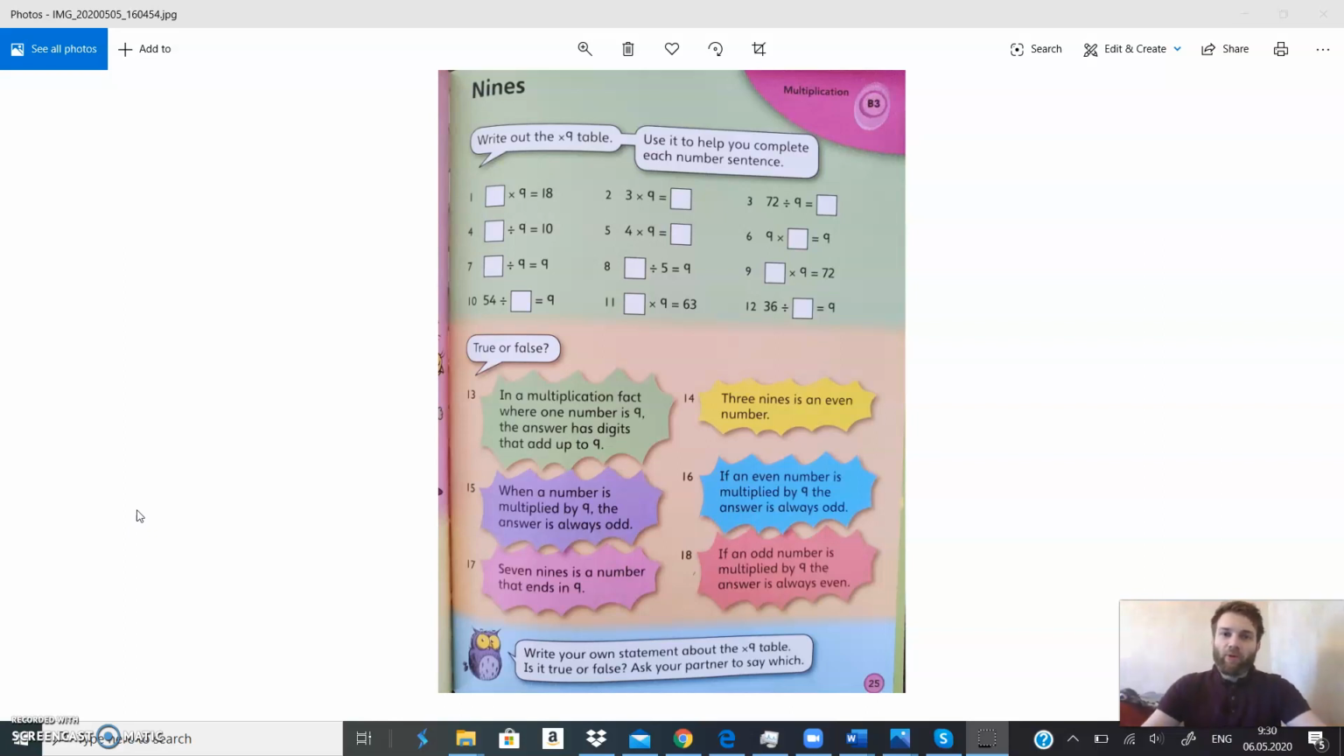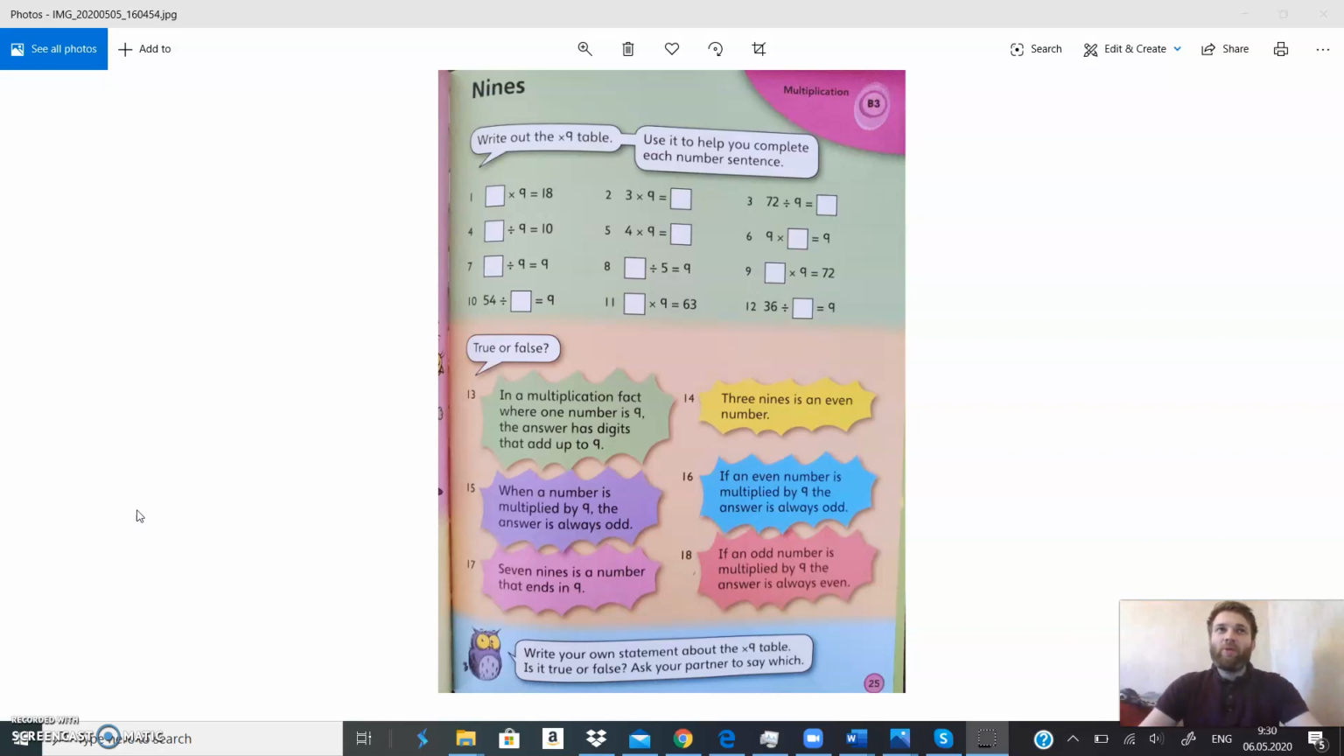This follows on from the work we've done yesterday, so I have also attached the extra things that you had yesterday in case you want to use them again today. There is a video that shows you a little bit of a trick for working out the 9 times table. There's also the multiplication grid that you can use.